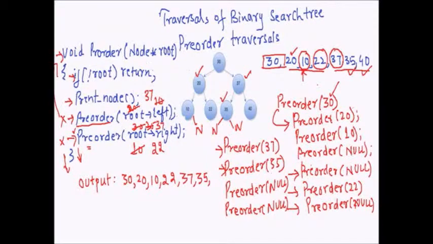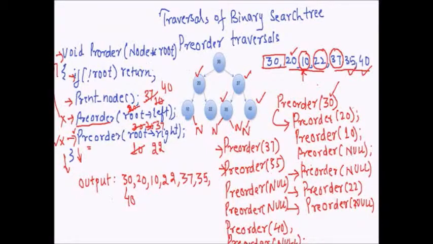Now root becomes 37 and we will be here. So what is the pre-order? Root's right, that is pre-order of node 40. So the call will be pre-order with 40. We come down. Is root null? No, it is not. So we'll print the node, that is 40, and invoke pre-order with root's left. What is 40's left? It is null. So pre-order will be called with null.